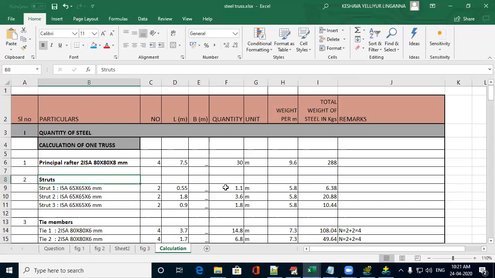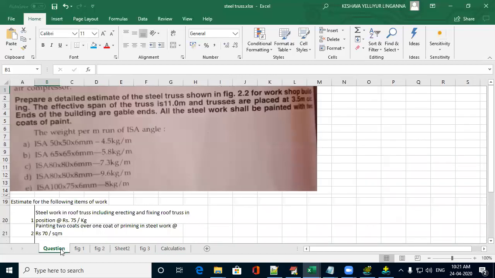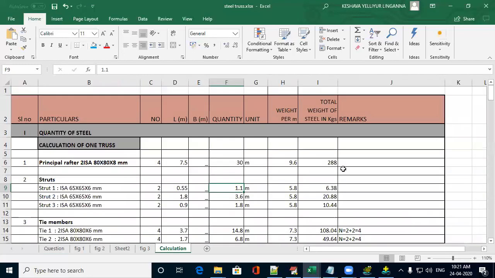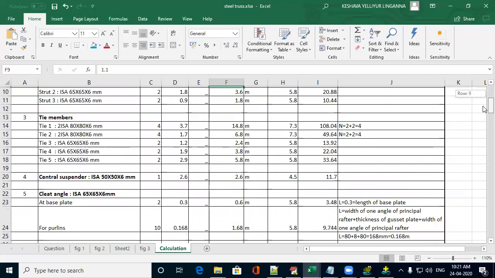To get the quantity, there will be no breadth. You can observe here, there is no breadth. You should not take the breadth. Multiply the number and length, and you will get this column. And weight per meter is given in the question. For 65 by 65 by 6, it is 5.8 kg per meter. I have taken the same thing. Then similarly, you multiply these two columns, and you will get the total weight of steel in kgs.